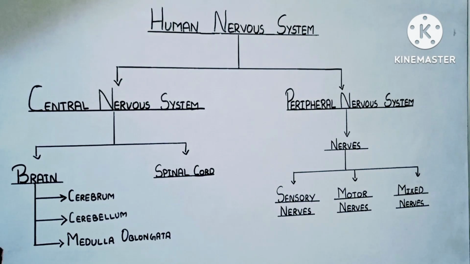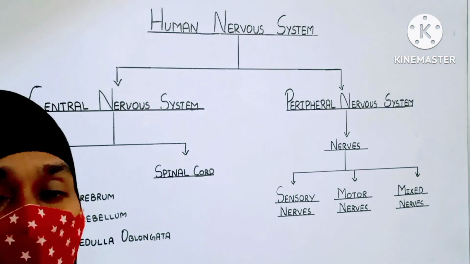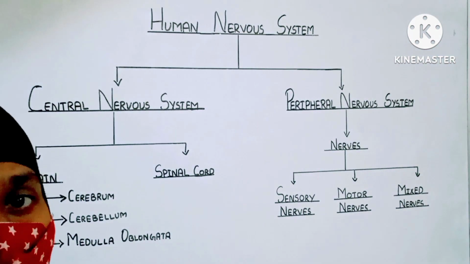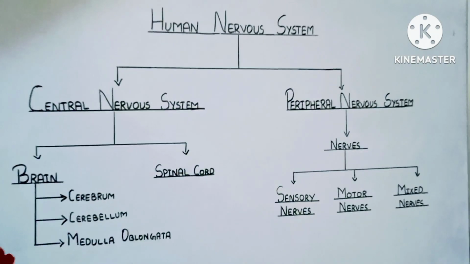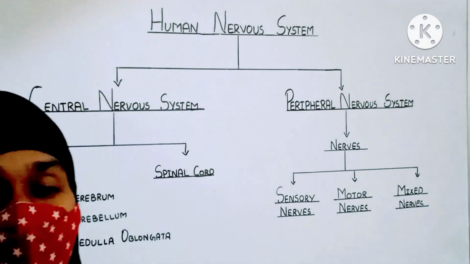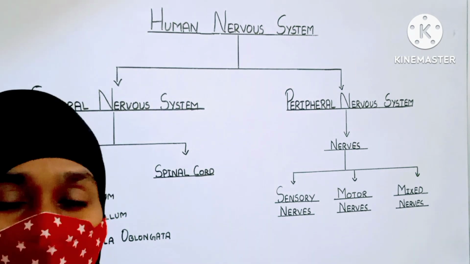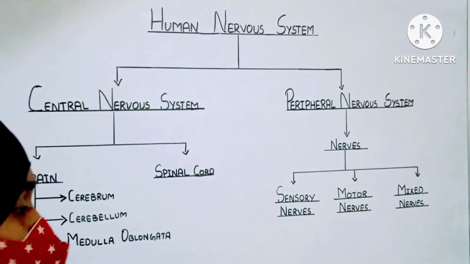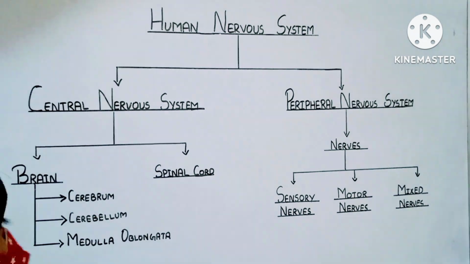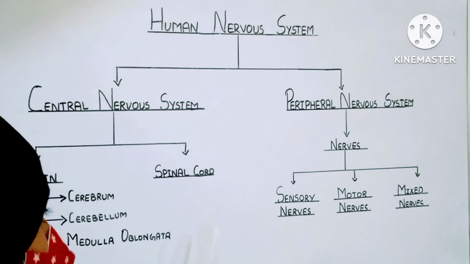This medulla oblongata is the smallest part in the brain. It is located in the lower region of the brain. The medulla oblongata performs involuntary functions. For example, heartbeat, digestion, isn't it? These are all controlled in the medulla oblongata. This medulla oblongata extends downwards to form the spinal cord.